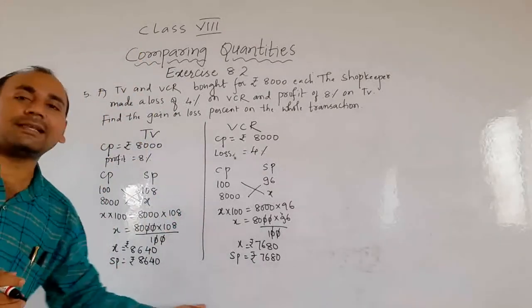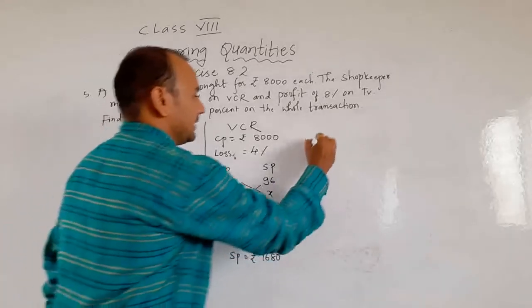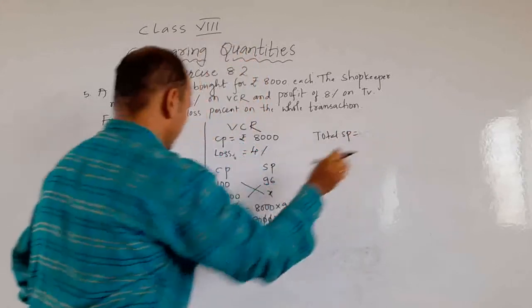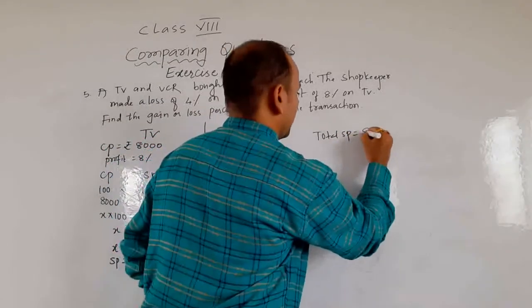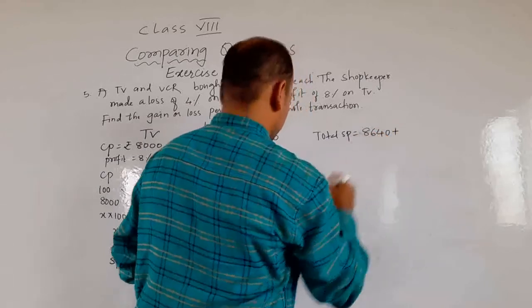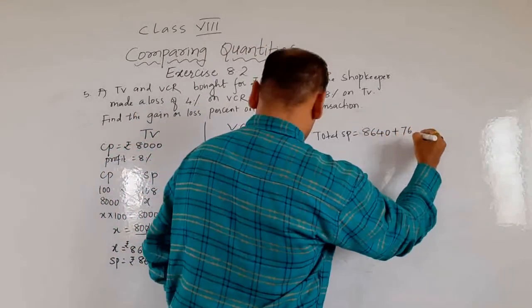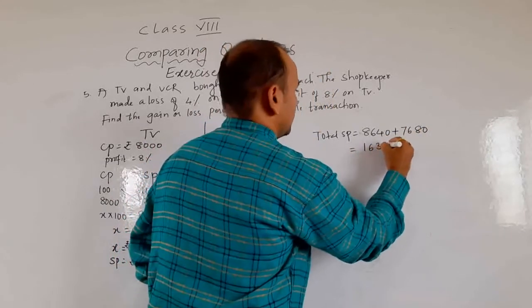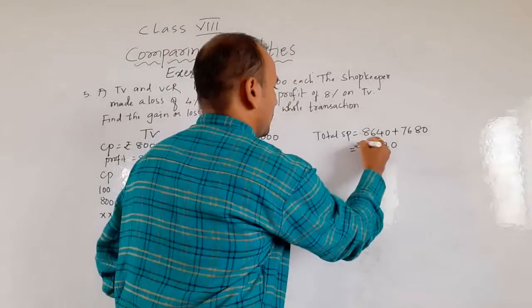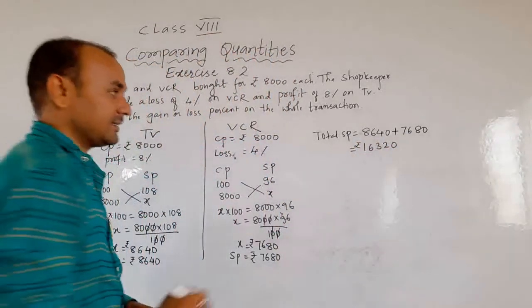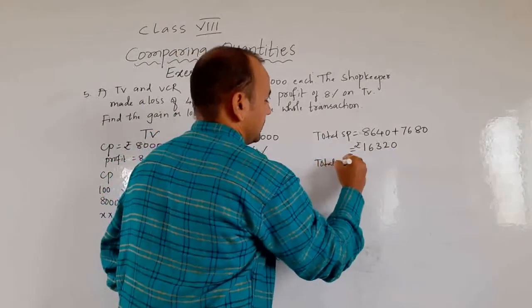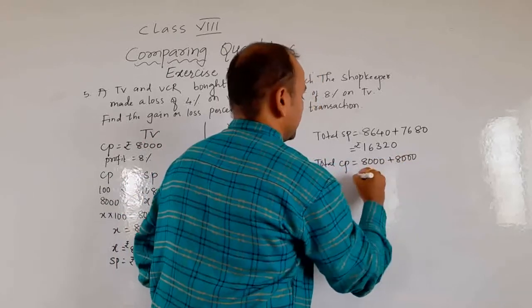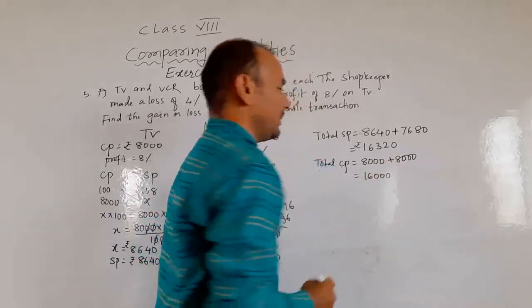This is the total SP we need to find. So let me take, this is total SP. Total SP is equal to 8,640 plus 7,680. So both we need to add, it will become 16,320 rupees, the total selling price. Now total cost price is for both articles, both are 8,000 rupees each. 8,000 plus 8,000 is equal to 16,000 rupees.